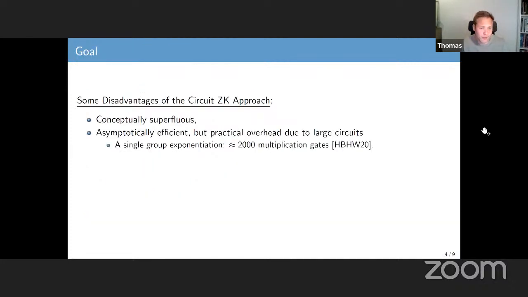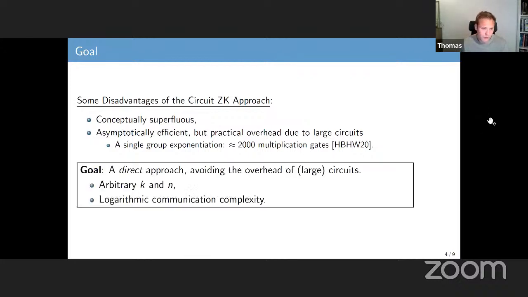However, there are some disadvantages to this indirect approach in which the relation is first captured by an arithmetic circuit. This arithmetic circuit can namely be very complicated and large. So even though we get this asymptotic efficiency, there can be a significant practical overhead. For example, if you want to capture a single group exponentiation, for some highly optimized groups, you already get an arithmetic circuit containing about 2000 multiplication gates. So this approach has some disadvantages.